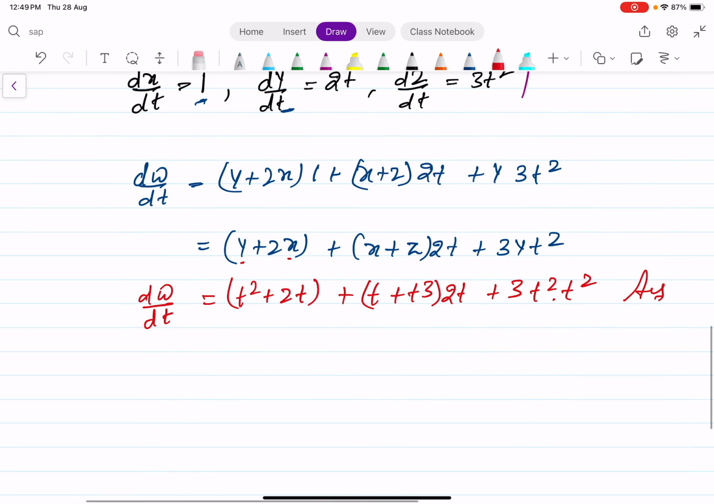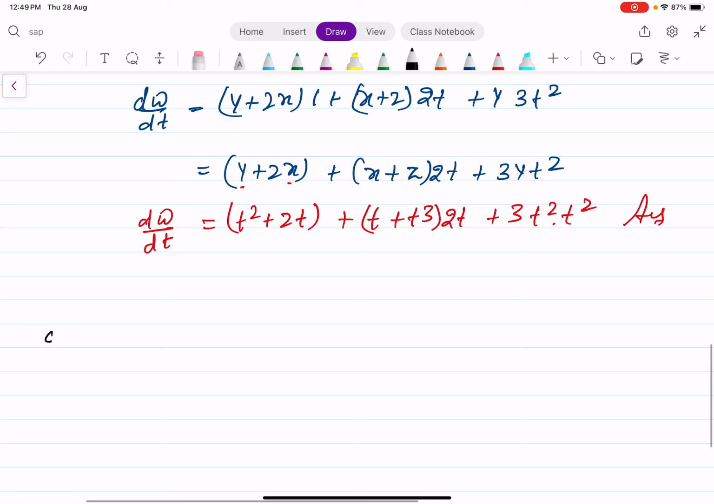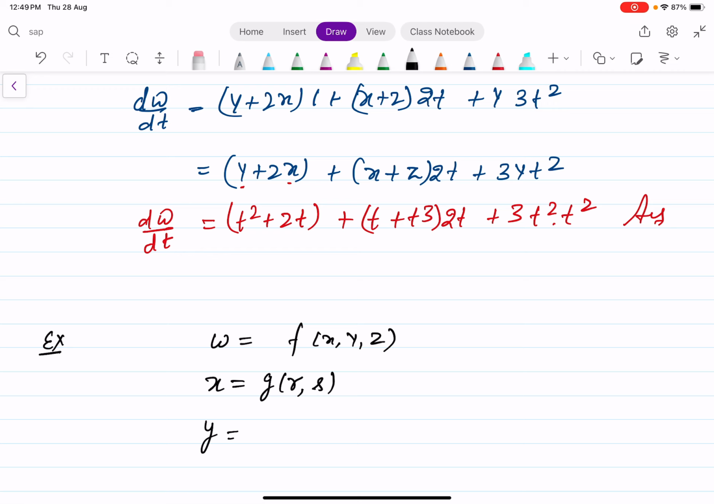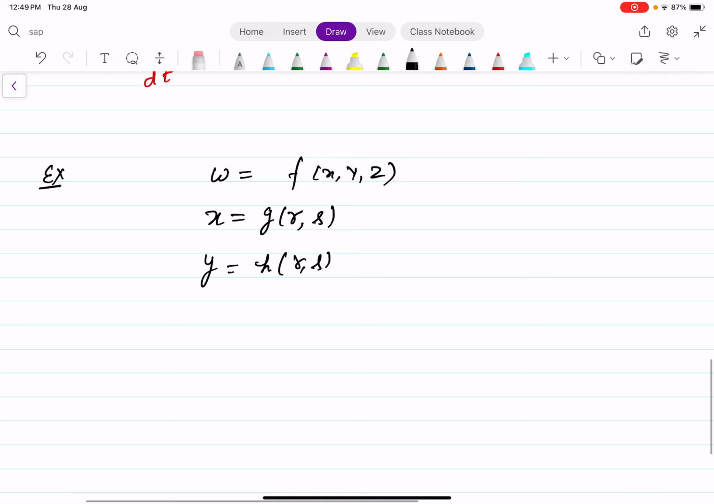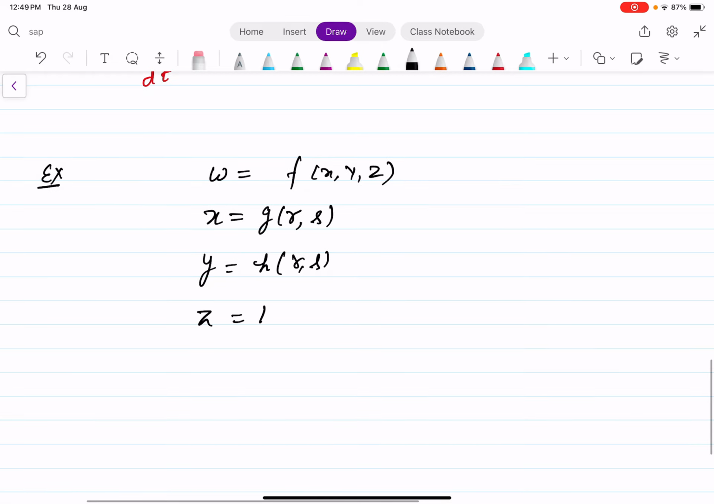Okay, let us talk about another case, whenever w is a function of x, y, z and x, y, z are again functions of two variables, let us suppose r and s. x is a function of r, s, y is a function of r, s, and z is a function of r, s. So w is a function of three variables and again these three variables are connected with two more variables.